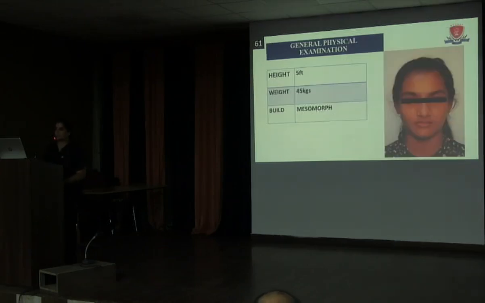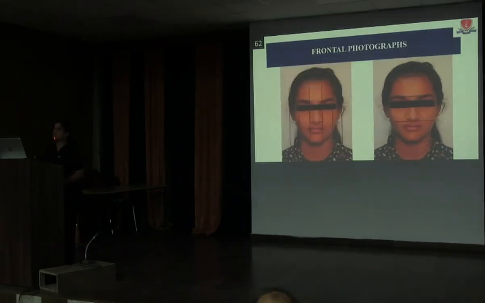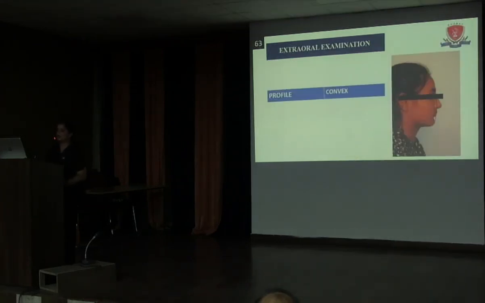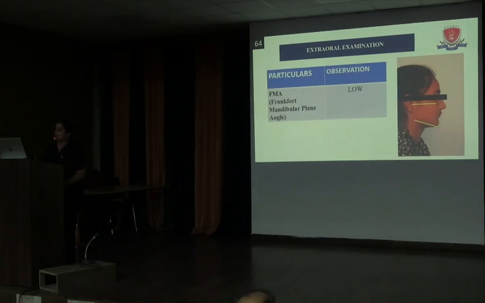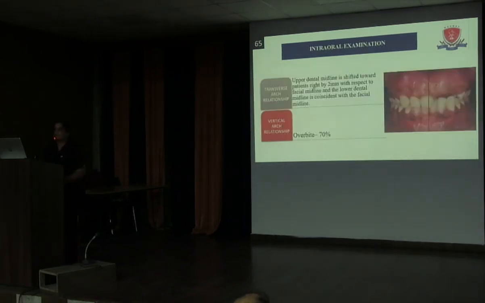In the general physical examination, the height is 5 feet, weight 45 kgs, build is mesomorph. In the frontal photographs, the vertical thirds and horizontal thirds are grossly equal. The profile of the patient is convex. The FMA is low. Transverse arch relationship: the upper dental midline is shifted towards the patient's right by 2 mm with respect to the facial midline, and the lower dental midline is coincident with the facial midline. Overbite is 70%.